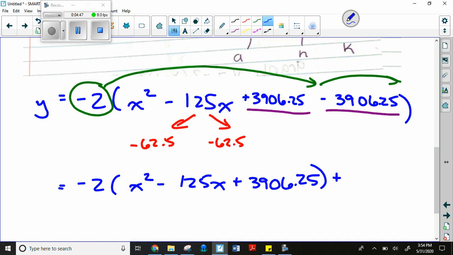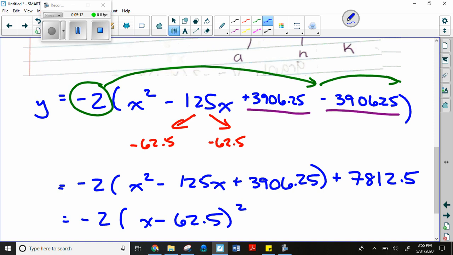and then outside of the brackets, negative times a negative is going to give us a positive 3906.25. 3906.25 times 2 is 7812.5. And then I know that my 2 brackets were each an x minus 62.5, x minus 62.5. So then here, I know it's x minus 62.5 squared and 7812.5.